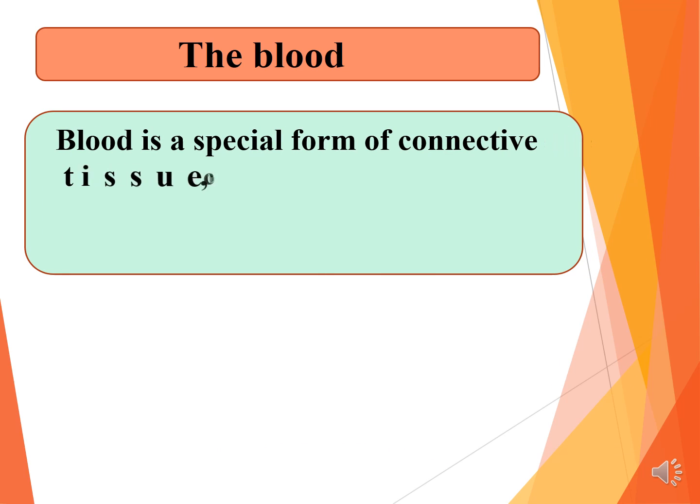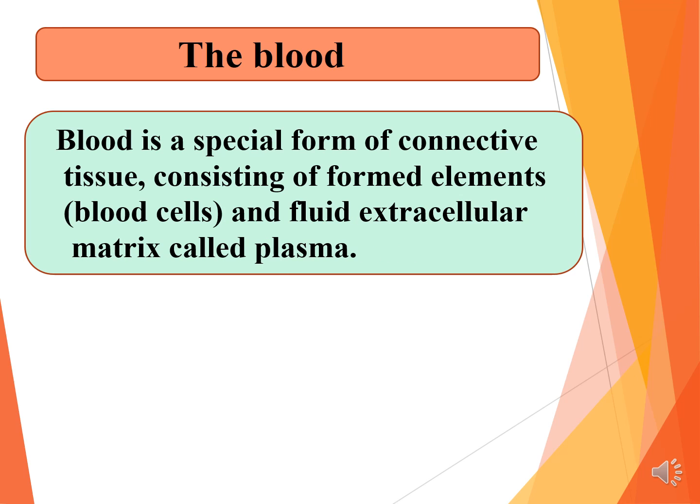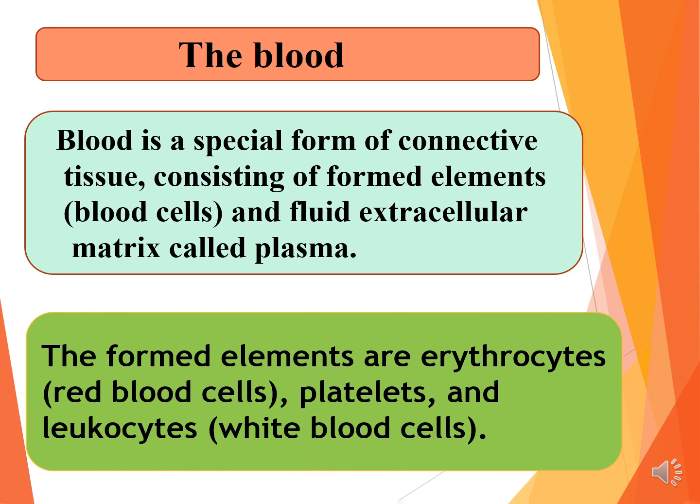The blood is a special form of connective tissue that consists of formed elements that include blood cells and fluid extracellular matrix that is called plasma. إذا البلد يقع ضمن مجموعة specialized connective tissue اللي يختلف عن كل أنواع الكونكتيف tissue بأنه يتميز طبيعة الماتريكس تكون fluid in nature ويتألف من formed elements. Formed elements include erythrocytes, red blood cells, and platelets and leukocytes, which are also called white blood cells.